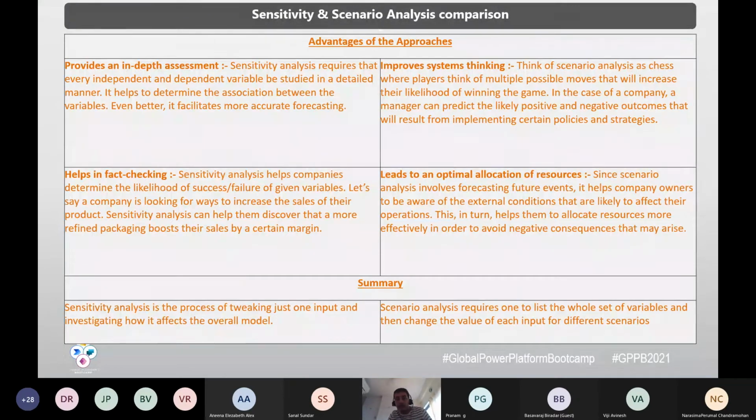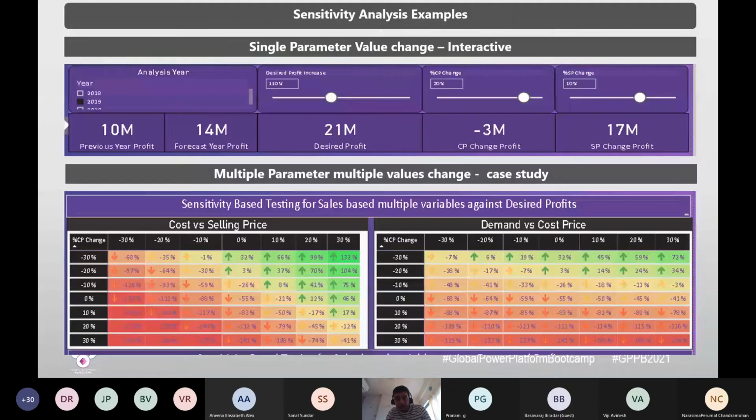One provides in-depth analysis, the second provides more of a systems thinking, where you can make your machine learn about the different scenarios that can happen and what should be done to improve it. One does a very in-depth analysis, which helps in fact checking. With these two, you can allocate resources to different scenarios to make it more profitable for you. As I told you, one takes just one input, and the other tries to figure out, across the variables, what things can be done.